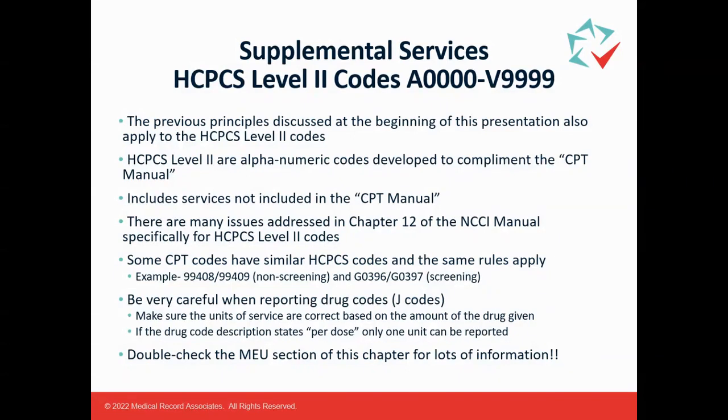There's a discussion and many issues addressed in Chapter 12 of the NCCI manual for these HCPCS Level 2 codes, and be careful when you're reporting those J codes, because make sure your units of service is correct based on the amount of the drug given. Each drug code has a unit of measure that's applied to it. Double check the MUE section of this chapter for lots of information there.